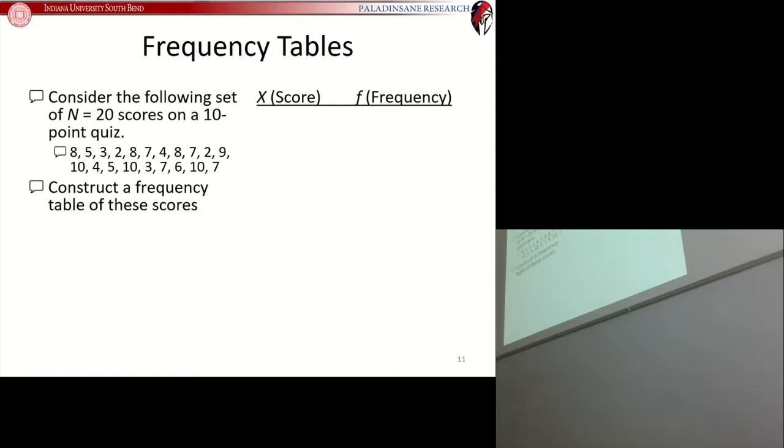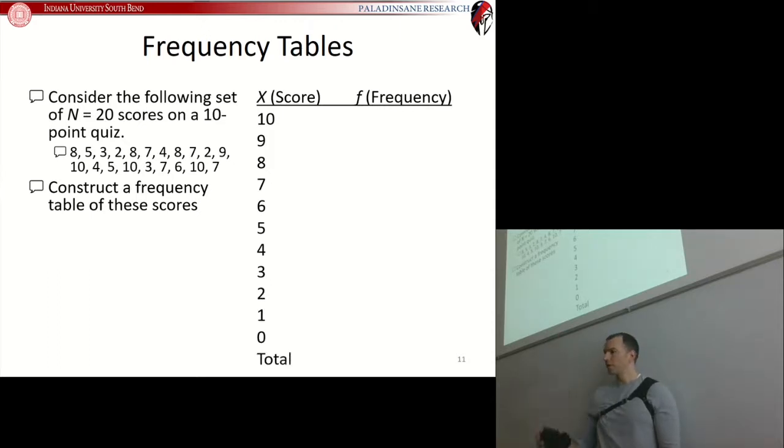All right, so we have the possible scores, and on your table, you would list all the possible scores when you construct it. 10 is a possible score. It's a 10-point quiz, you can get a 10. You can get a 9, an 8, a 7, a 6, a 5, a 4, a 3, a 2, a 1, or a 0. Those are all the possible scores. Those go into that X column, the possible score column. Then you start filling in the frequencies. How many scores are there of each of these possible scores in your set of scores?